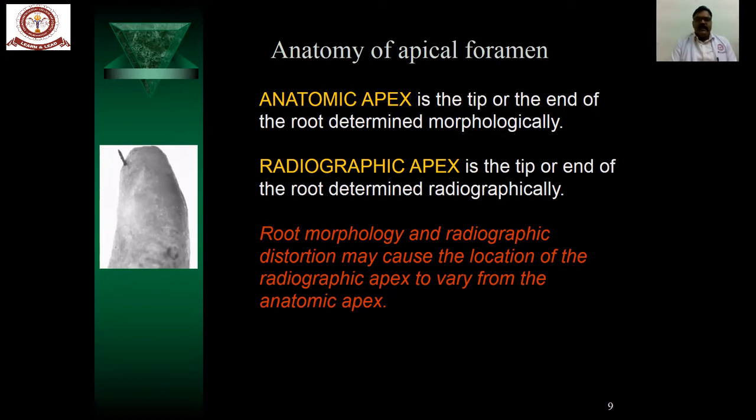Next comes radiographic apex. It is the tip or end of the root which you see radiographically or determined radiographically. This is the difference between anatomic apex and radiographic apex. Root morphology and radiographic distortion may cause the location of the radiographic apex to vary from the anatomic apex. So these things we have to keep in mind while we are determining the working length.